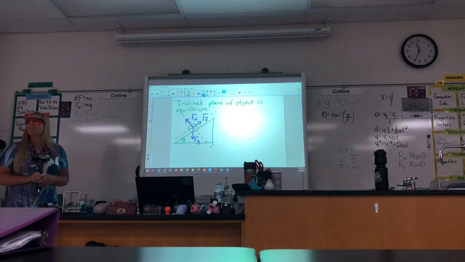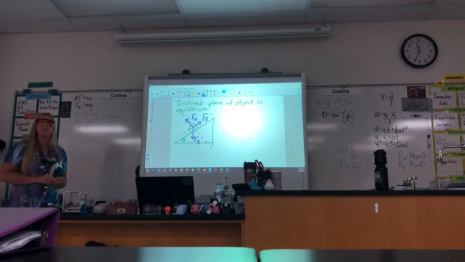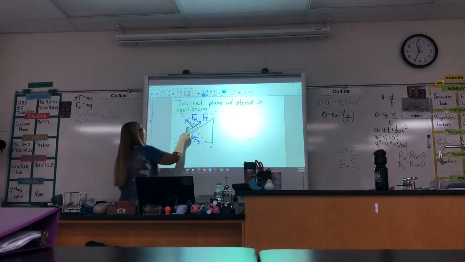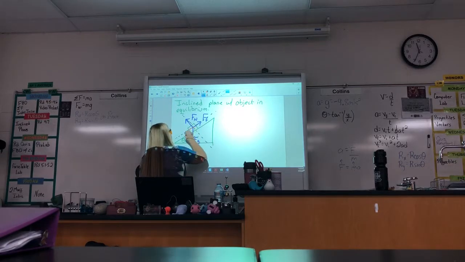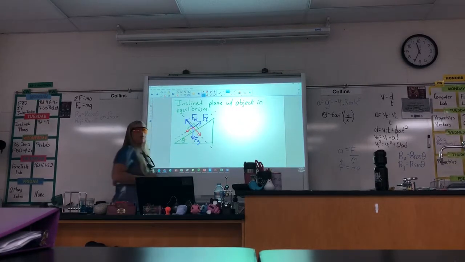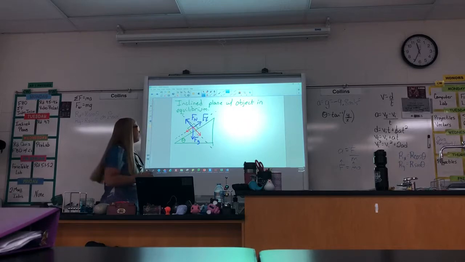Gravity. Because the gravitational force is not on an axis, that is the force I have to break into components. So this is going to be my hypotenuse, and I'm going to break that into a force along the x-axis and a force along the y-axis. These are the legs of the triangle where Fg is the hypotenuse.